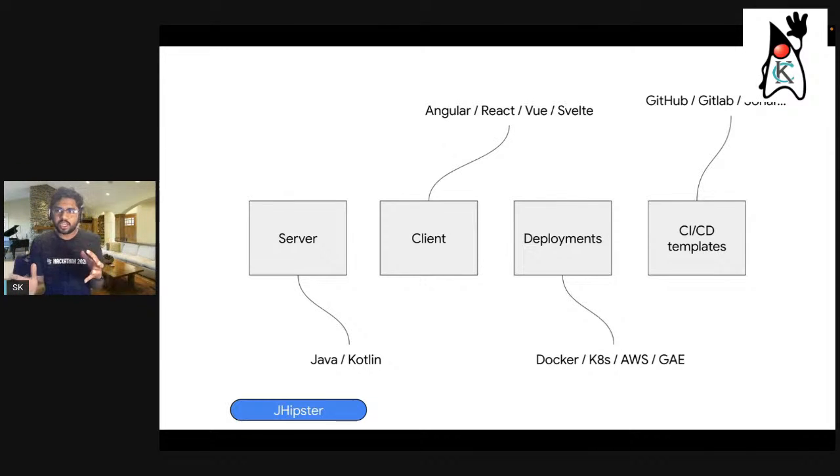If you think about JHipster, it has multiple different components or modules inside, and these modules are responsible for generating a particular part of the application. So we have something called the server module, which is responsible for generating the server code, the code that runs on the server side. It is your Spring-based application. It can be in either Java or Kotlin.